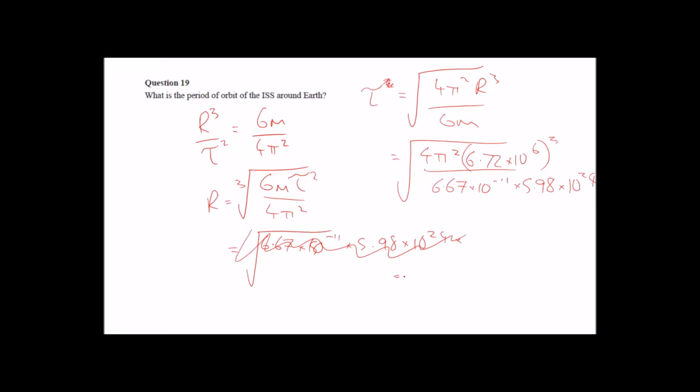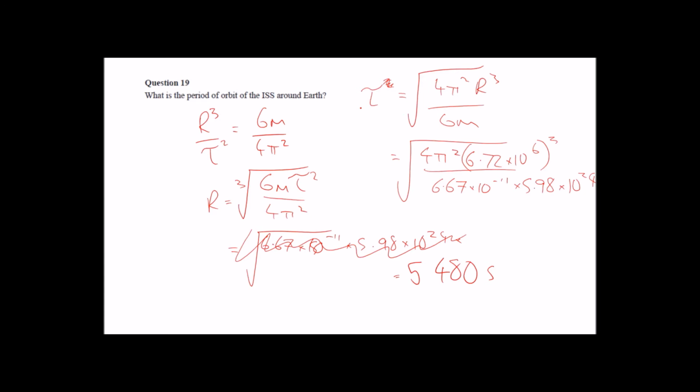Okay, so what I end up with is 5,480 seconds. Now there's 3,600 seconds in an hour, so this tells you that this is orbiting the Earth once every 1.5 hours, so it is travelling rather fast.